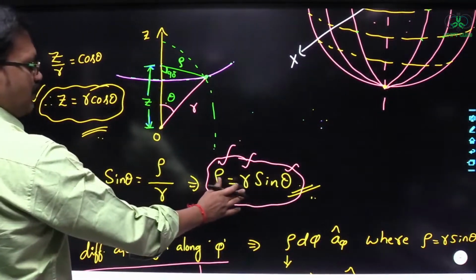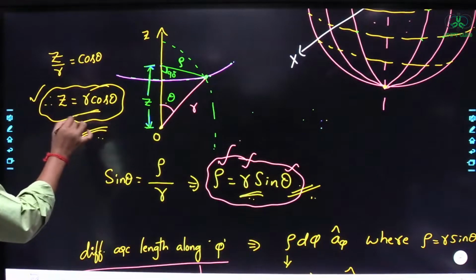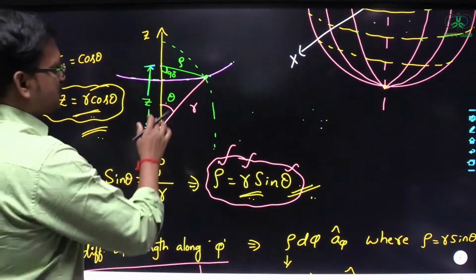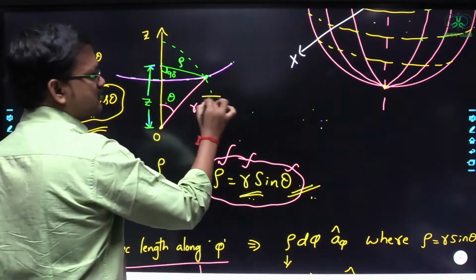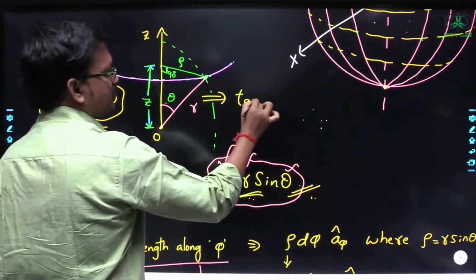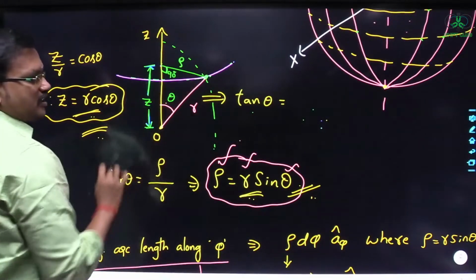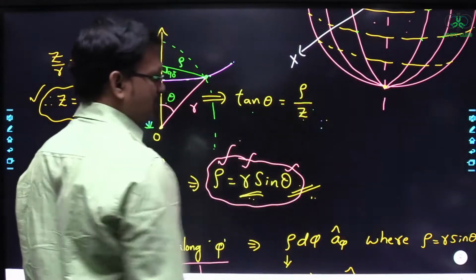Now here we have rho equal to r sin theta, and z equal to r cos theta. Consider this right angle triangle. From this right angle triangle, what is tan theta? Tan theta is nothing but opposite side by adjacent side, so that is rho by z.